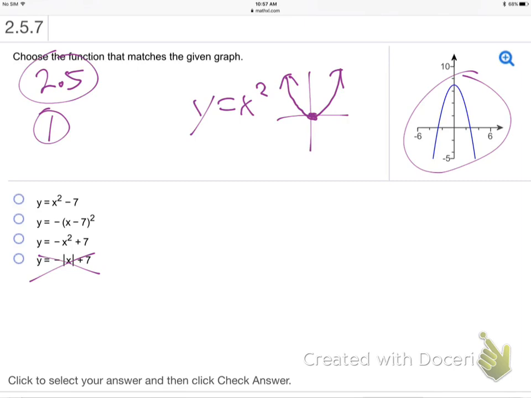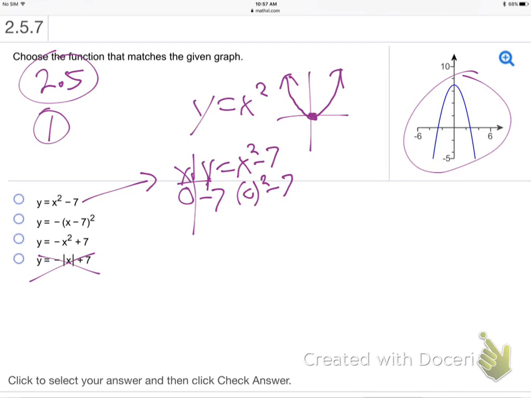I can tell you what makes things happen, but probably one of the safest things for you to do is just make a table. So for each of these, could it be that one? Well, let's try. What if I made an XY table? If I put in x equals 0, would that work? What would I get? 0 squared minus 7. That would be minus 7. That would be the point over 0 down 7. Does this graph have that point? That'd be down here. No, it doesn't go through the point over 0 down 7. That ain't it. Good so far?